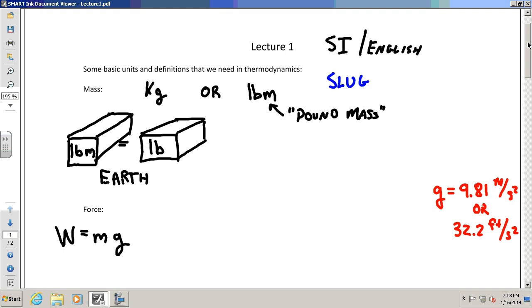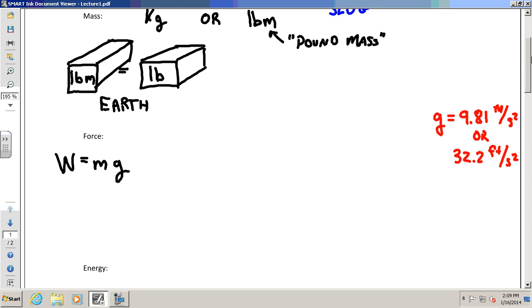And the weight of an object is equal to its mass times gravity. If its mass is in kilograms, you use the 9.81. If its mass is in slugs, you would use the 32.2. But basically, in this case, it's not going to be that complicated. It's just going to be a pound mass, and that's going to be fairly easy to deal with here.